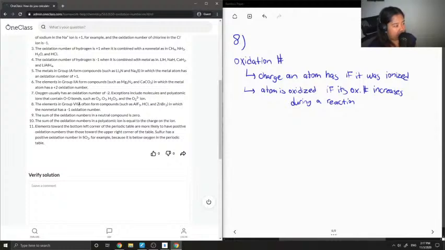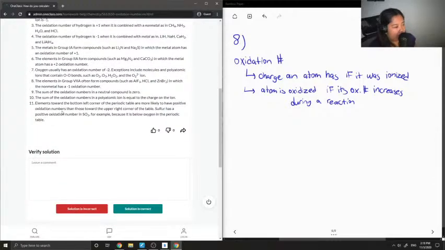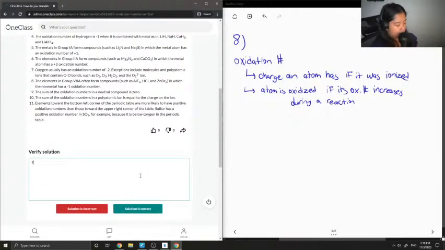Elements in group 7A often form compounds, so basically fluorine, chlorine, bromine, they all have oxidation numbers of -1. What's also helpful to know is that oxidation numbers in a neutral compound should add up to 0. The sum of the oxidation numbers in a polyatomic ion is equal to the charge on the ion. And also, elements towards the bottom left of the periodic table are more likely to have a positive oxidation number than those towards the upper right. So this was a very informative solution. It is also correct.